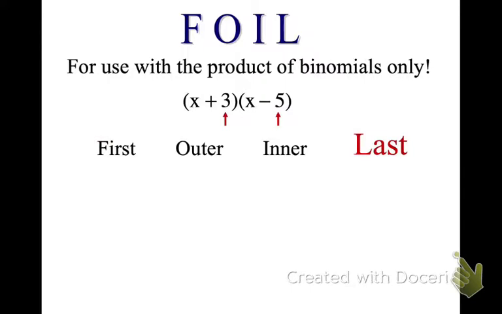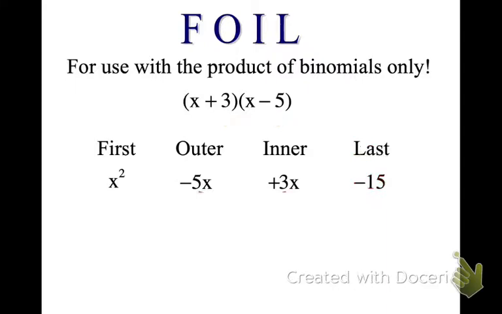So one more time, I'm going to go back. Okay, first, those are your first terms. Outside, or our last terms are here. Our outside terms and our inside terms. First would be x squared. Our outer terms are negative 5x, sorry. Our inside terms are plus 3x, and our last terms are negative 15.